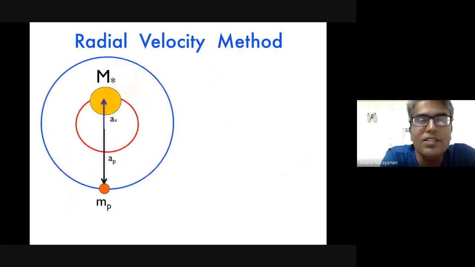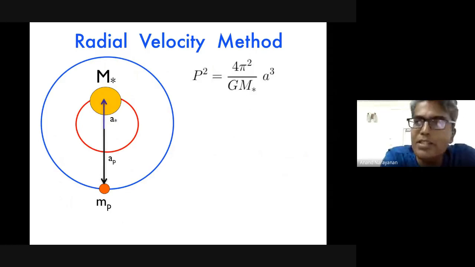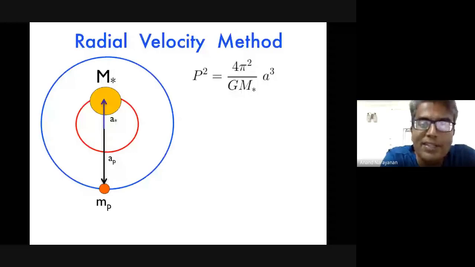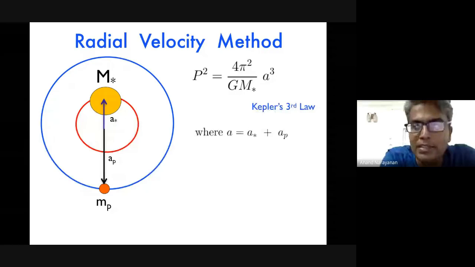Let's say that the mass of the star is m star and the mass of the planet is mp. Then Kepler's third law, I'm sure all of you remember this from your class 11 or 12: the square of the period is proportional to the cube of the orbital separation between the star and the planet. So P squared is equal to 4 pi squared divided by G m star into A cubed. That is Kepler's third law, where A is the instantaneous separation between the star and the planet. In the case of circular orbits, A is a constant, A star plus AP.